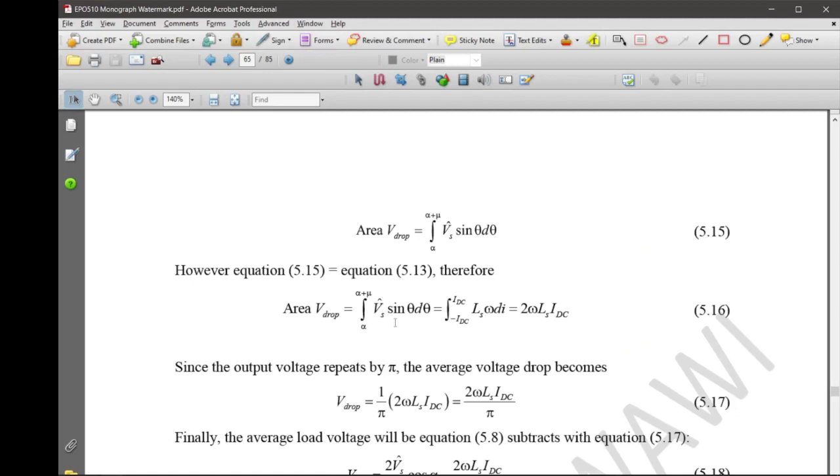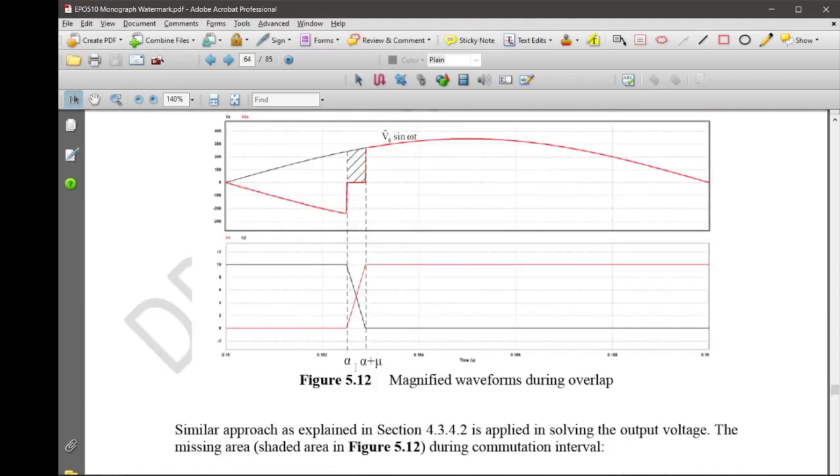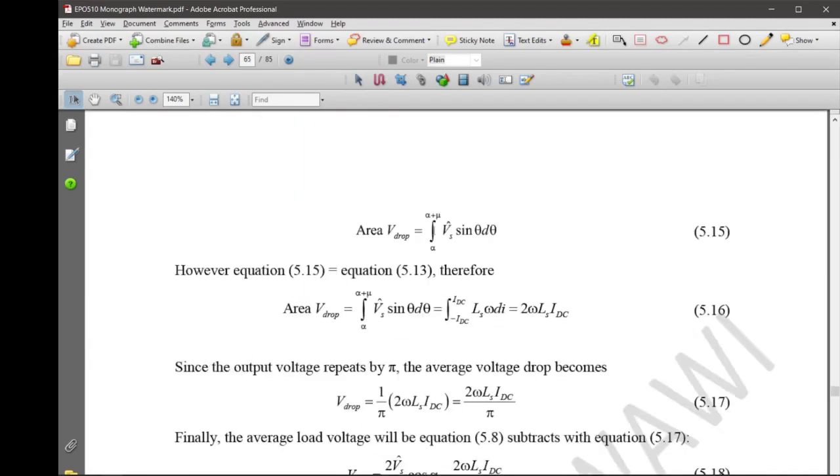If you look at this integration, of course it is from alpha to alpha plus mu of this voltage waveform. So that's why we have this integration, alpha to alpha plus mu of V peak sine theta, and if you solve that, you get this, and this is a similar equation. You can equate this equation, and finally you find that the area of the voltage drop equals 2 omega Ls IDC. If you want to find the average voltage drop, you divide by pi, and the average voltage drop equals 2 omega Ls IDC over pi.